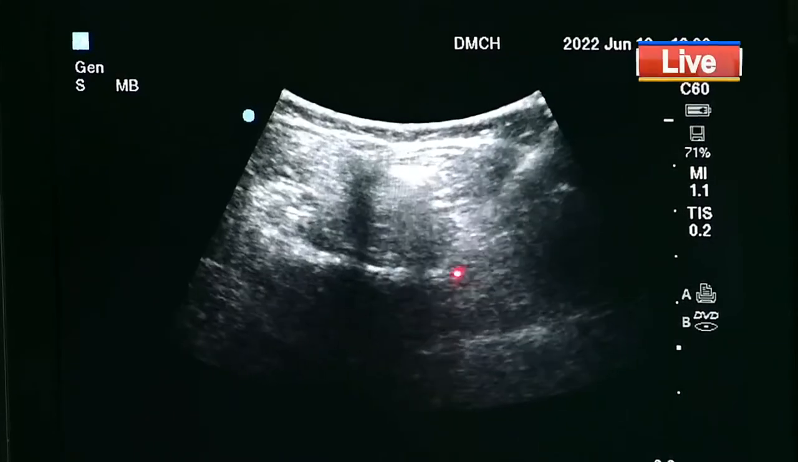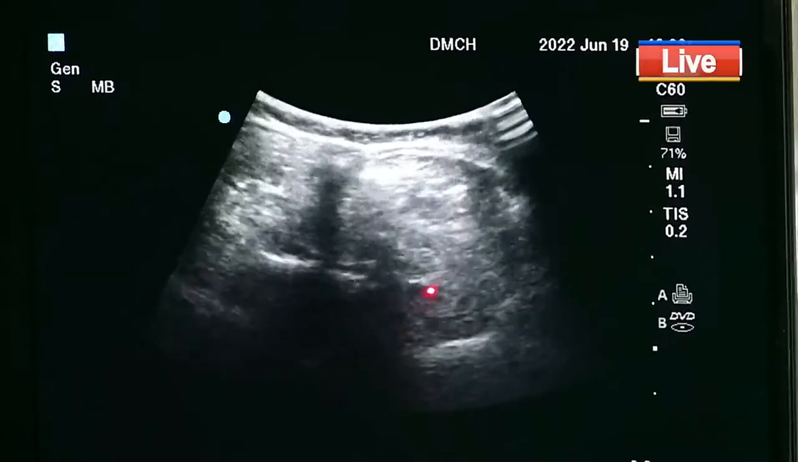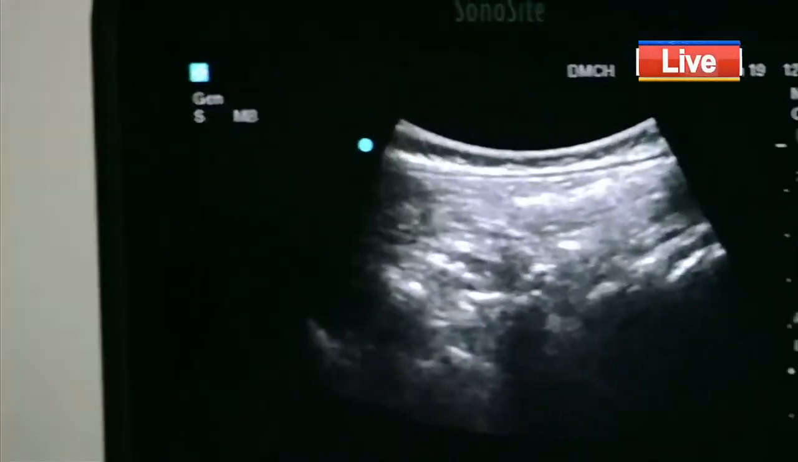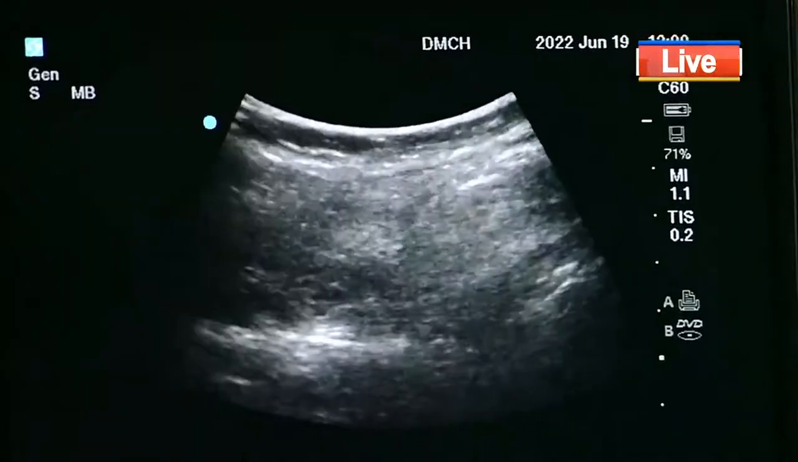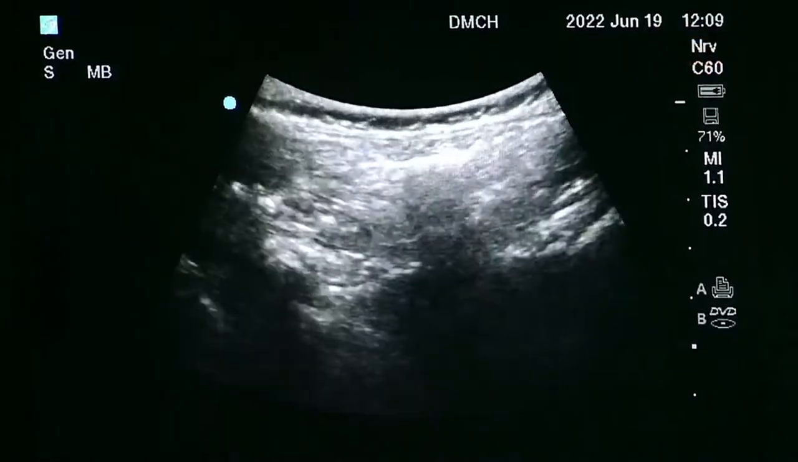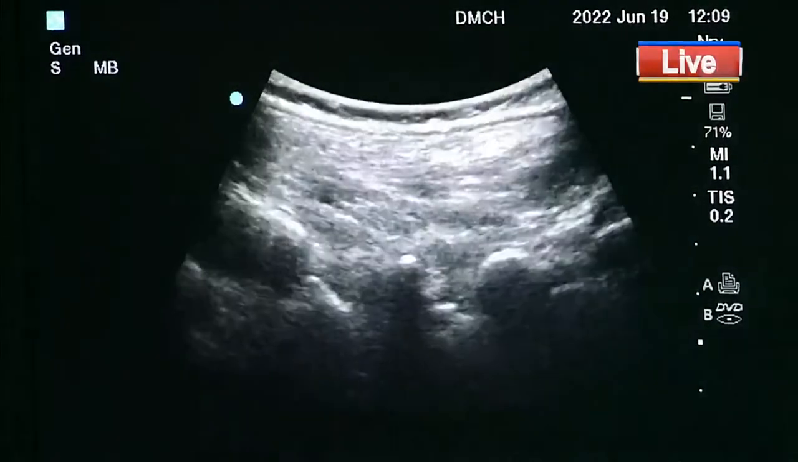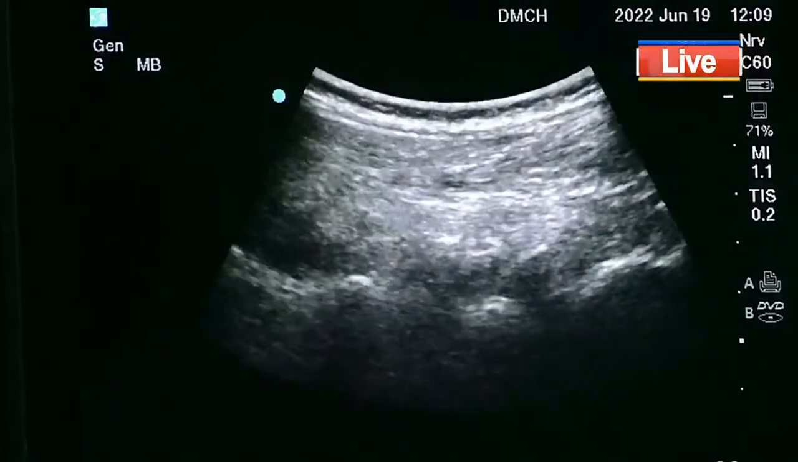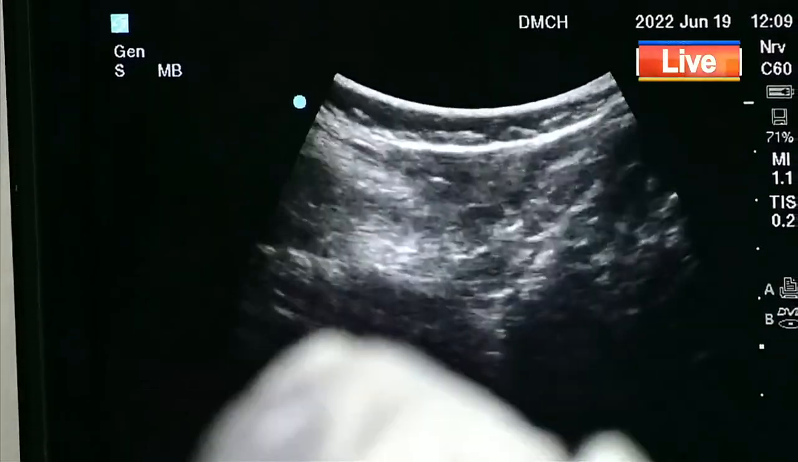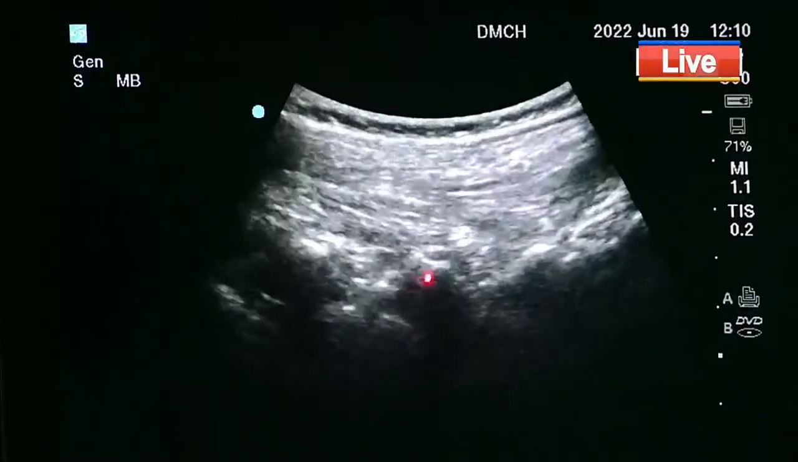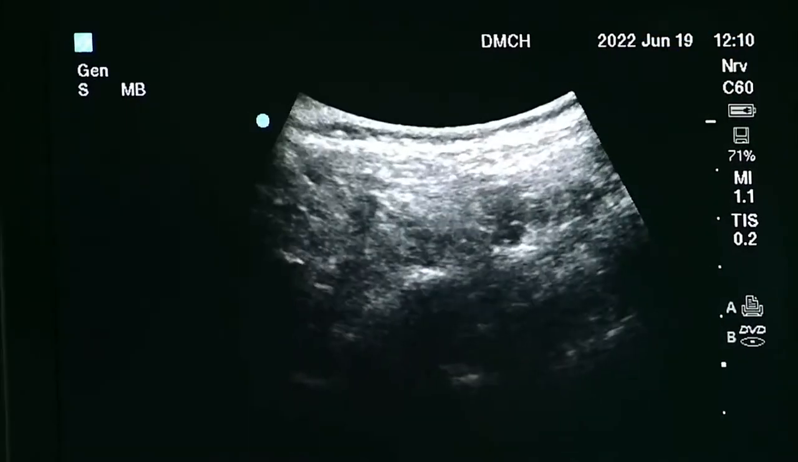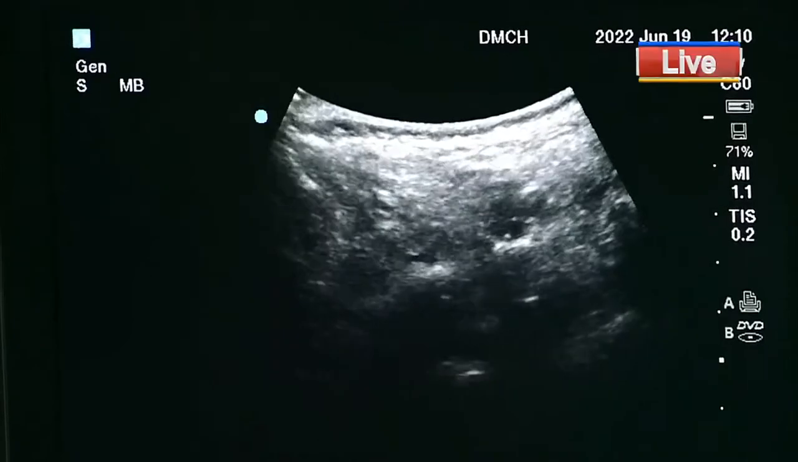But before I come out, I would like to show you one more thing. For confirmation, what you can do is make it longitudinal and try to see your needle tip. So you go closer, and as soon as you see the joints, just come from the midline. So this is the midline. Let me go to the spine. The laminar view. Now I'm coming out.